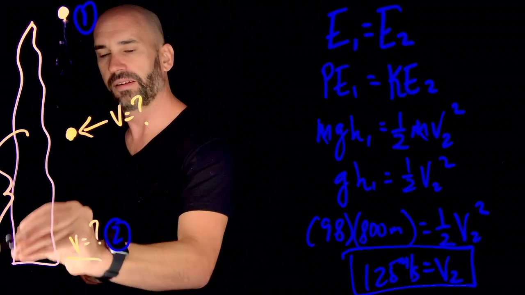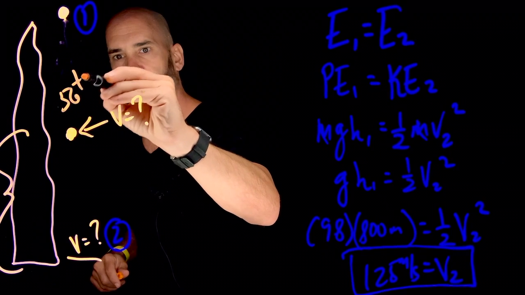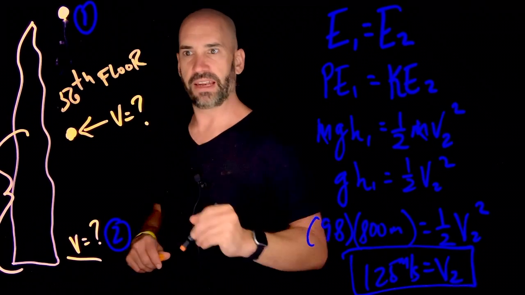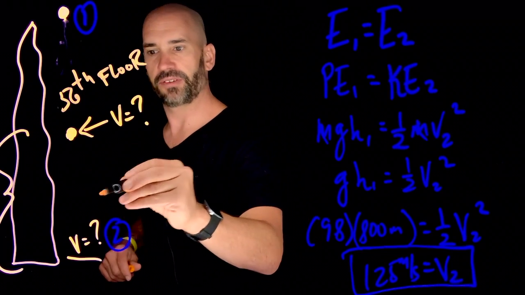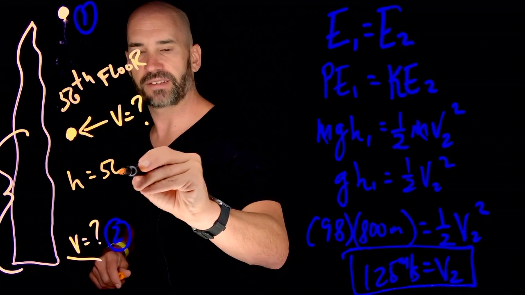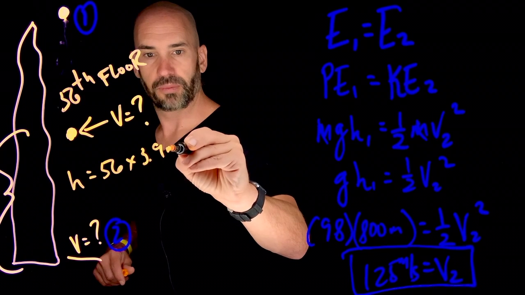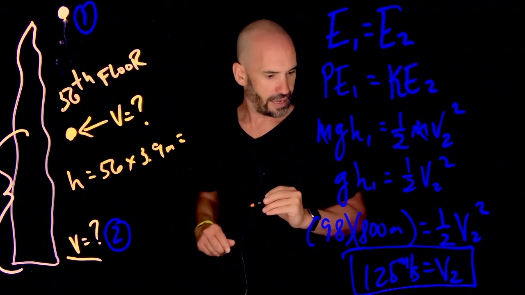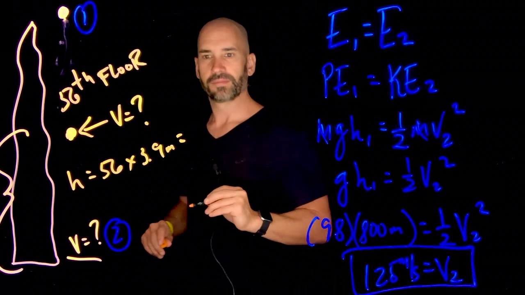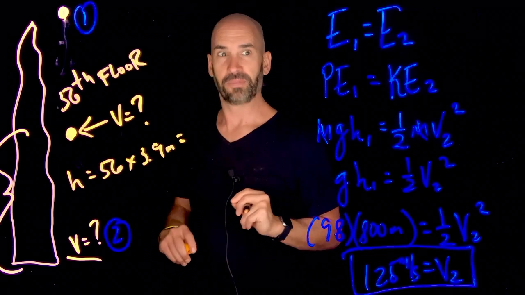Okay? And we know that this is the 56th floor of this really, really tall building, okay? And we know that each floor is 3.9 meters, so we can find this height here, right? This height should just be 56 floors times 3.9 meters per floor, okay? Now, what do I get when I do that? Well, we'll find out. If you guys want to put that in your calculator now, you may.